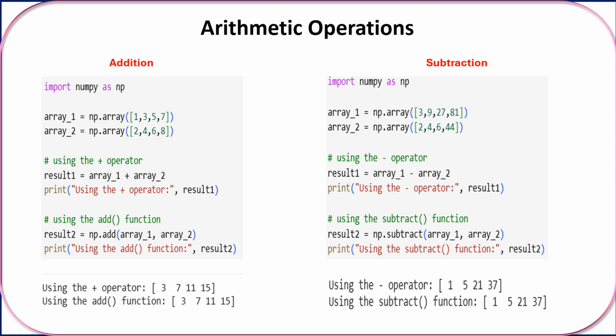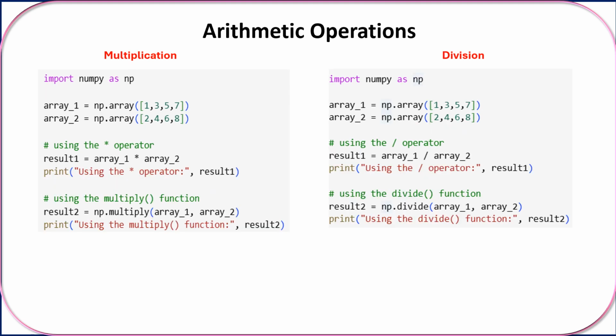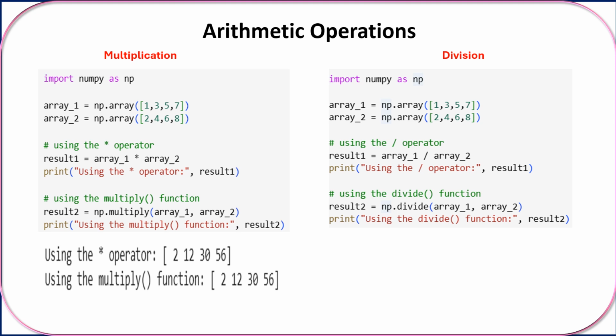So we can perform addition or subtraction either by using the operator or the function. Same way we'll be performing the remaining operations also. For multiplication and division, it is shown here. Same as the previous case, we have two arrays and we use the multiplication operator, nothing but the asterisk, or we use the multiply. Here the divide function is used. Let us check the output. So 1 into 2 is 2 and 3 4s are 12.